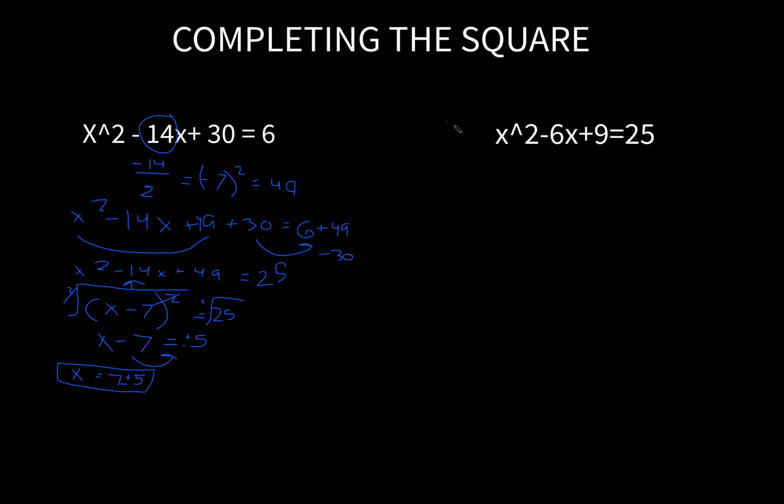Now, we're going to take a look at this problem. So let's begin by finding our b. That will be -6. Now, let's divide it by 2. That would give us -3. Now let's square it. That is 9. Now look at that. We already have a 9 as a constant right here.